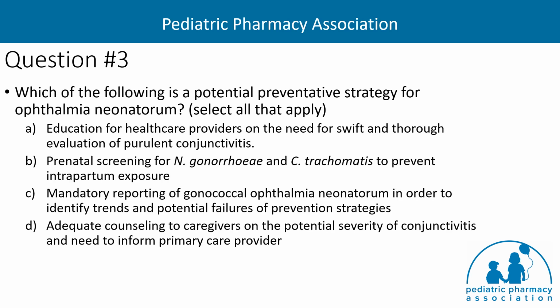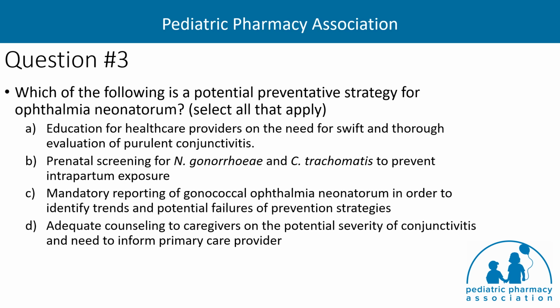Question number 3. Which of the following is a potential preventative strategy for ophthalmia neonatorum? Please select all that apply. A. Education for healthcare providers on the need for swift and thorough evaluation of purulent conjunctivitis. B. Prenatal screening for Neisseria gonorrhea and Chlamydia trachomatis to prevent intrapartum exposure.